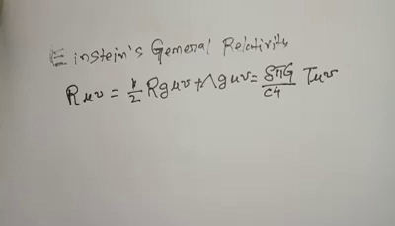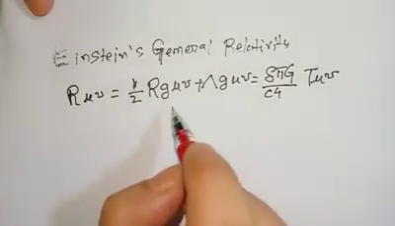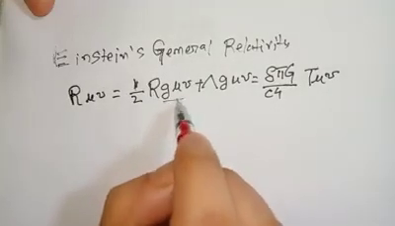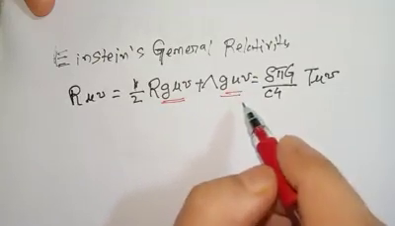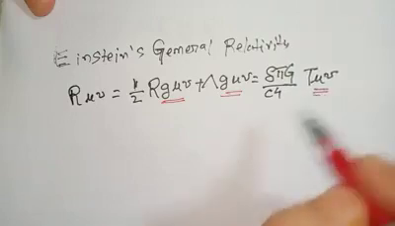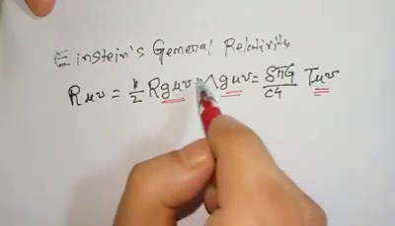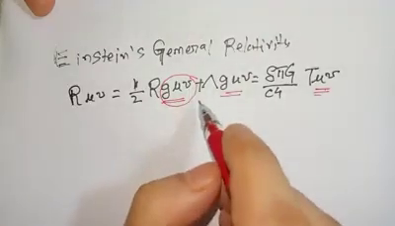This is a set of 16 equations, and this involves tensors. So whatever I'm underlining, these are tensors. This part is a tensor, this part is a tensor, and this part is a tensor. Right? Most important is this part, and this is called a metric tensor.